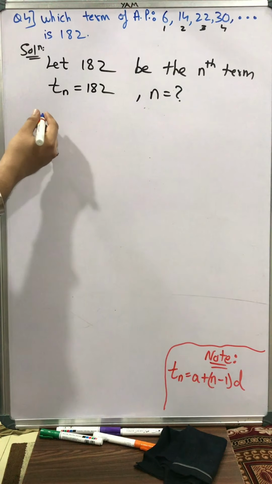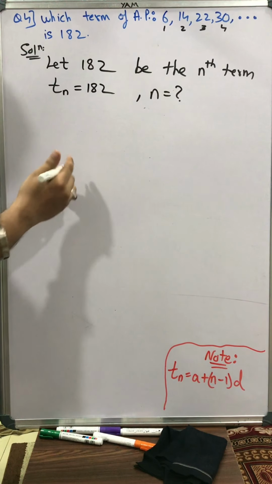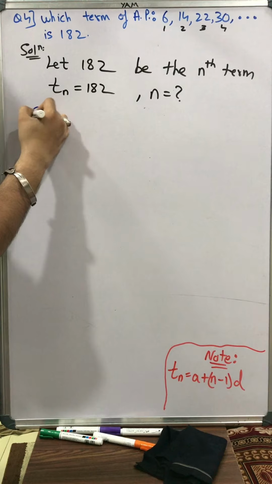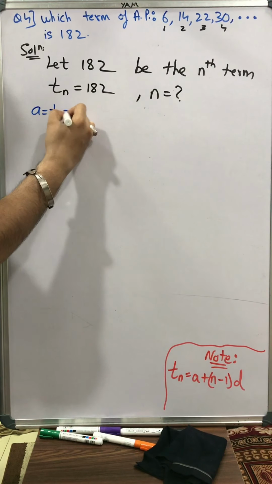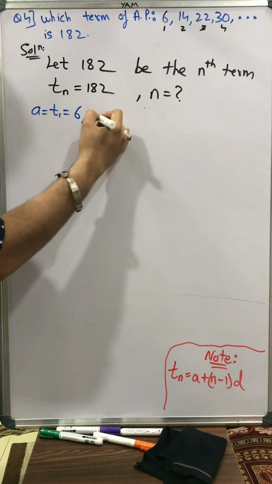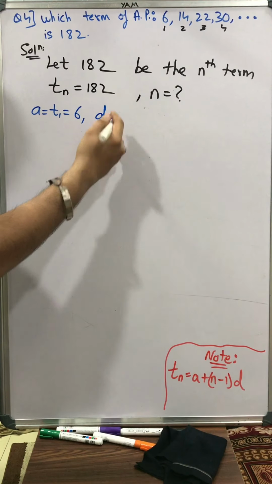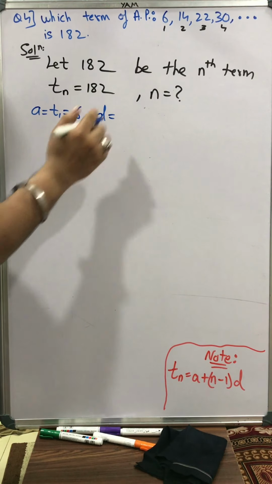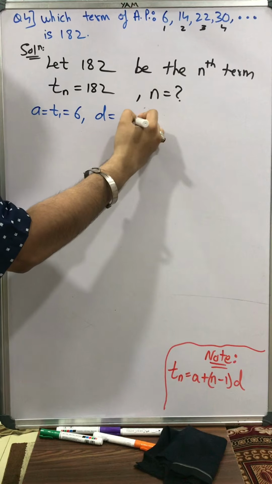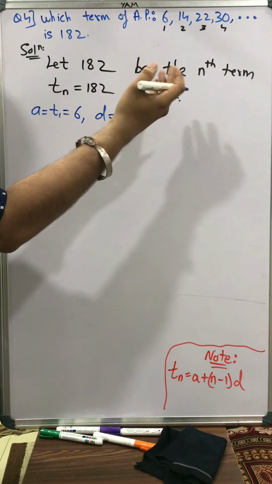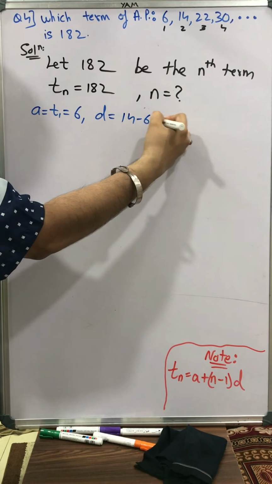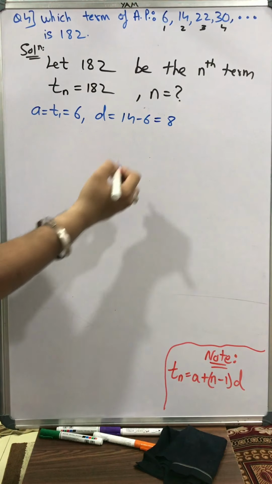Now let's start. It's a very simple question. Now always before starting we should know certain things. Here small a. Small a means the first term. First term is 6. Then we need to find common difference. Common difference is succeeding minus preceding. Okay, so 14 minus 6. It cannot be 6 minus 14. Succeeding minus preceding. So this will be 14 minus 6 comes to be 8.